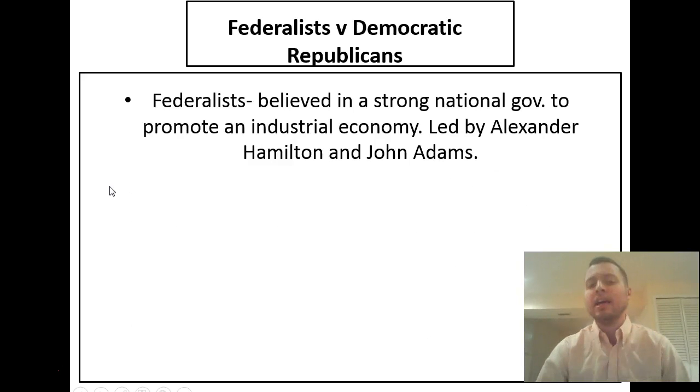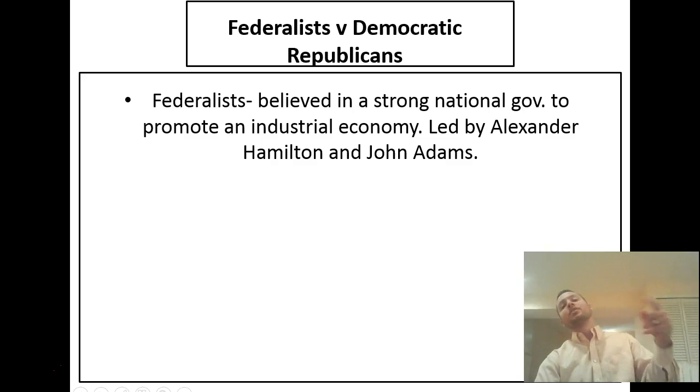Let's do the first one. The Federalists believed in a strong national government to promote an industrial economy, to try to industrialize the United States of America. They were led by Alexander Hamilton, who wanted a national bank, the Bank of the United States, and John Adams, who would end up being the second president of the United States. So the Federalists had a lot of power, especially at first. They wanted the strong government, the big government side, to promote an industrial economy.